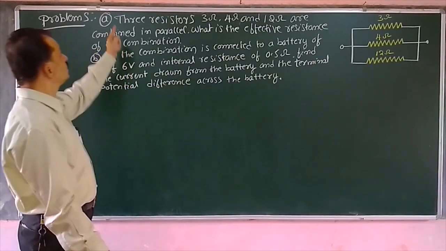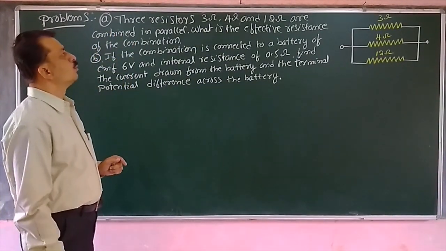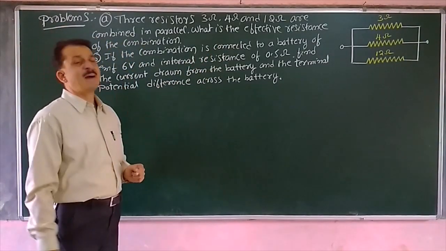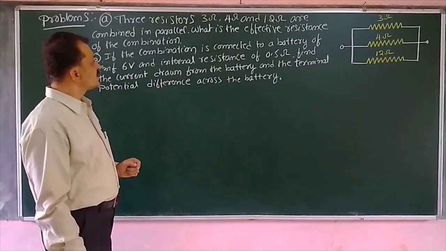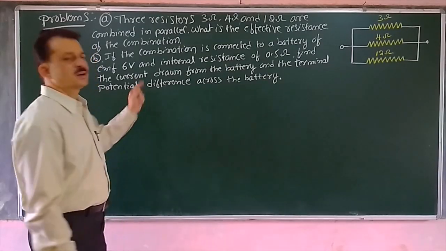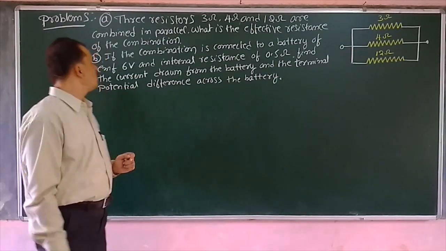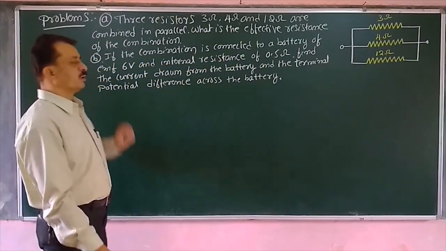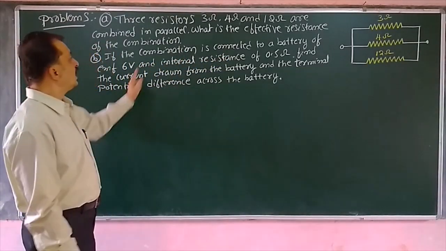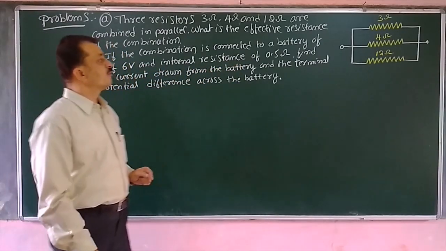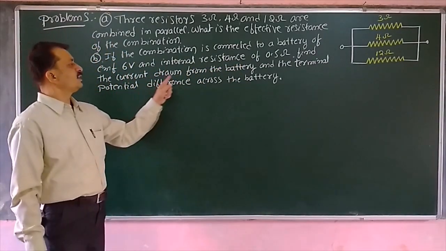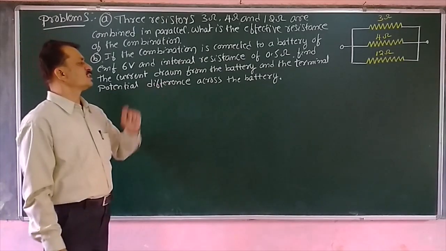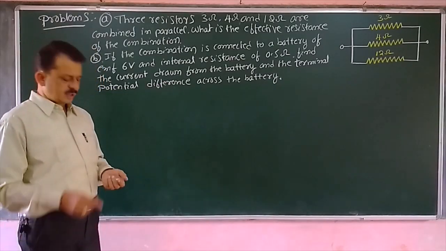Next problem. Three resistors, 3 ohm, 4 ohm, 12 ohm are combined in parallel. What is the effective resistance of the combination? B. If the combination is connected to a battery of EMF 6 volts and an internal resistance of 5 ohm, find the current drawn from the battery and the terminal potential difference across the battery.